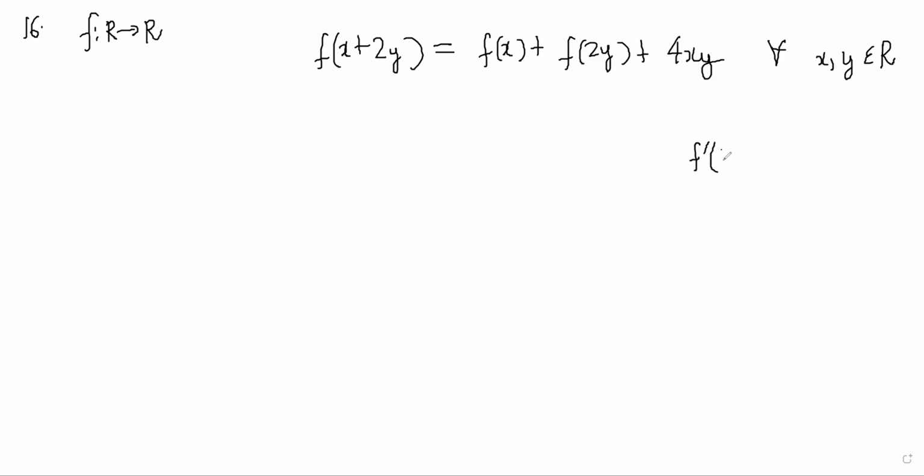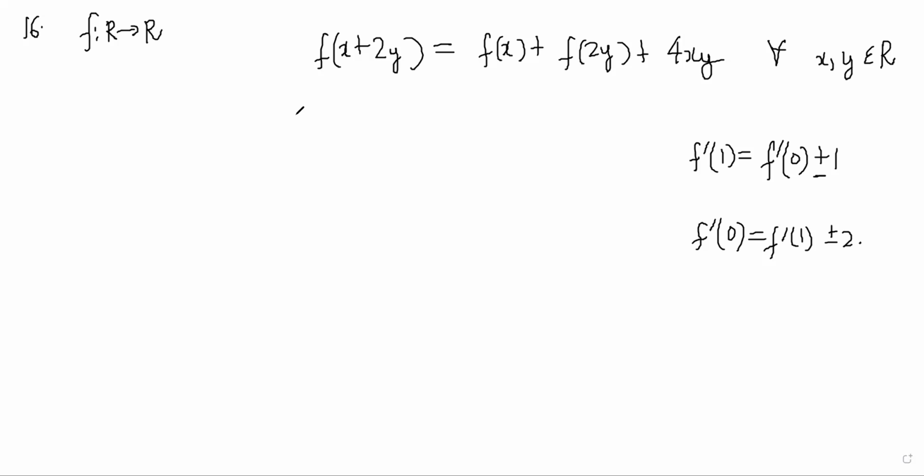f dash 1 is equal to, you are getting, f dash 0 plus 1 is one option, and f dash 1 is f dash 0 minus 1, plus minus 1, and the other options are f dash 0 is f dash 1 plus minus 2. These are the four options, right?